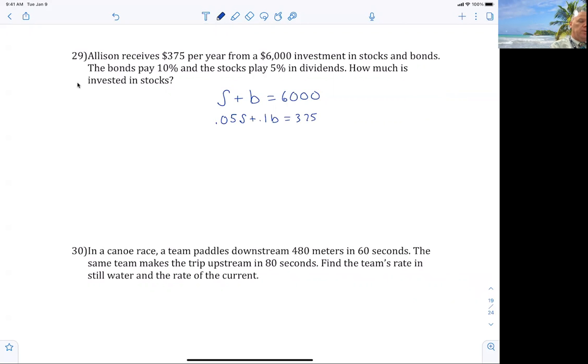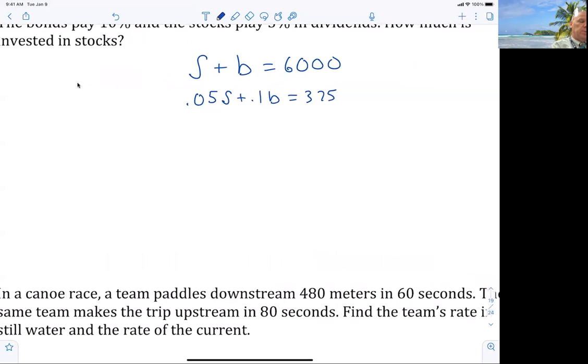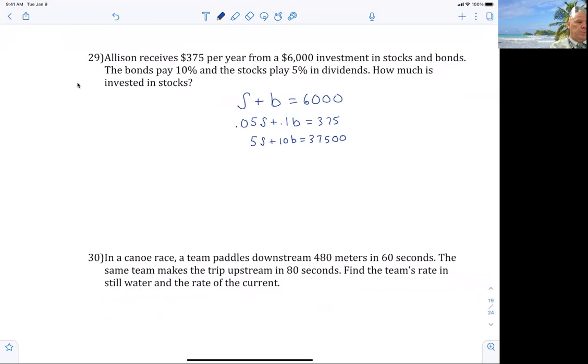Now, again, if you want, because we're using calculators, the decimals aren't really that big of a deal. But if you don't want the decimals, you can just say 5S plus 10B equals 37500. You good with that? Yes, ma'am. Can you do number 30?